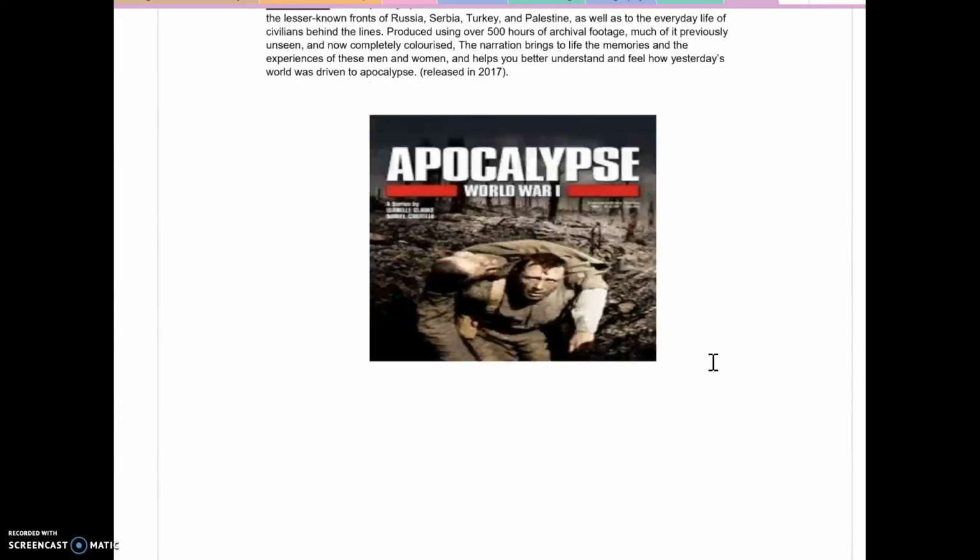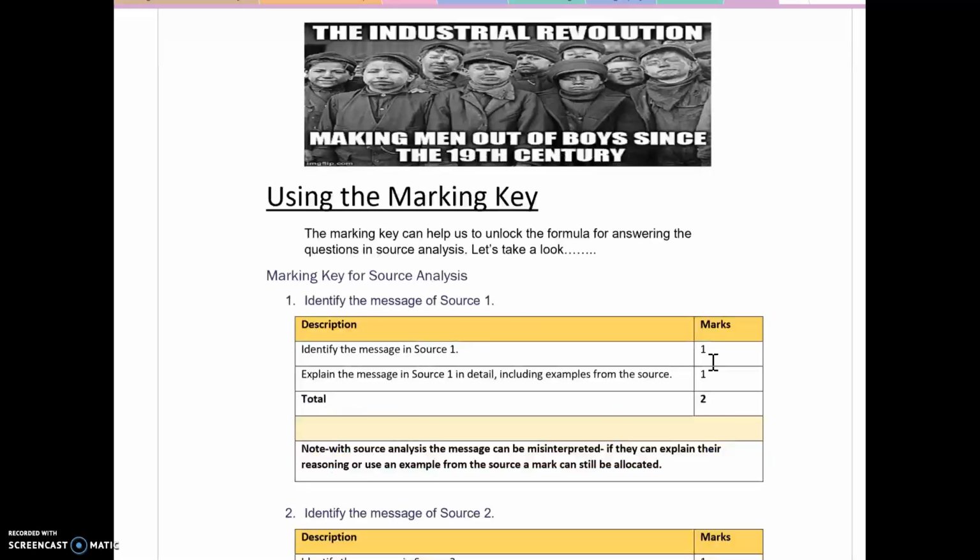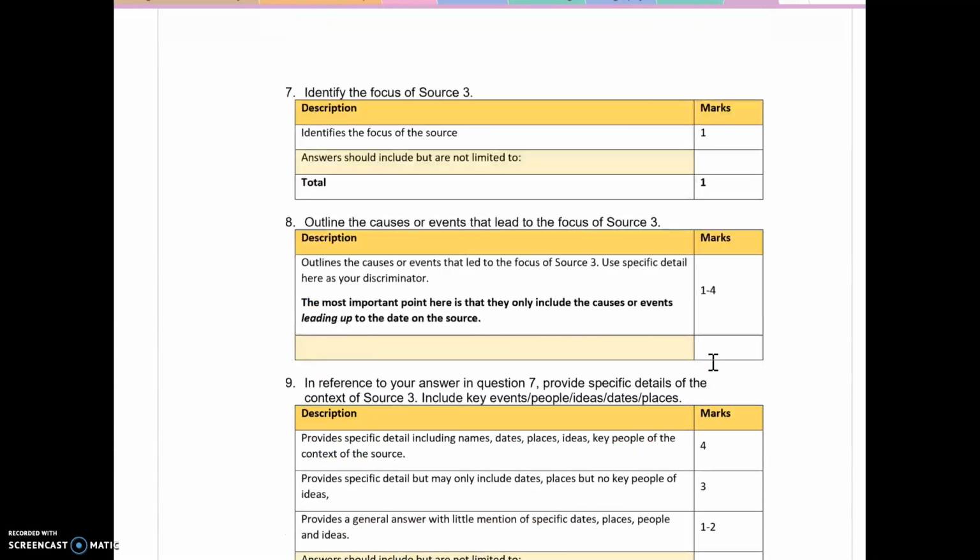Let's go back down here and see that. Having a look at identifying the focus of source 3, that's a nice easy one because it's normally written up the top of the source. The focus of source 3 is the conditions of factories for child labour around 1903. Okay, and that's worth a mark. Nice and easy. Then you've got to ask, what leads up to that?